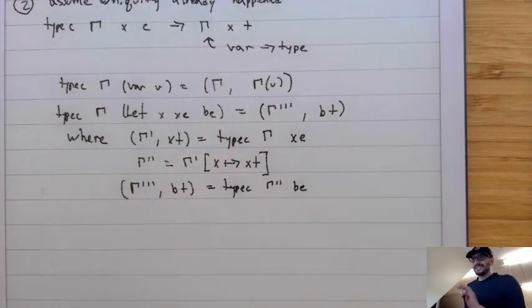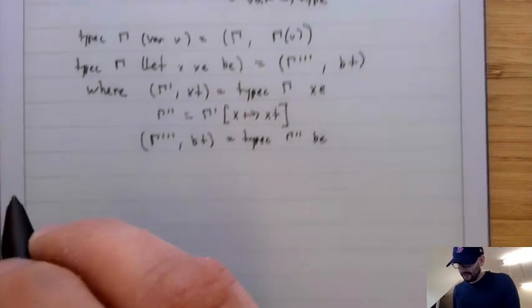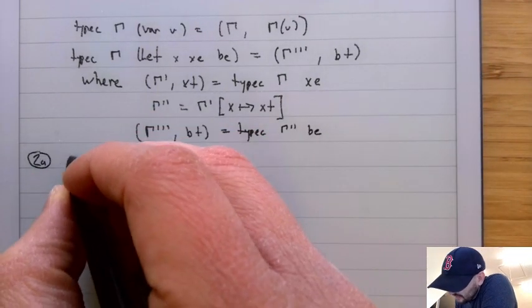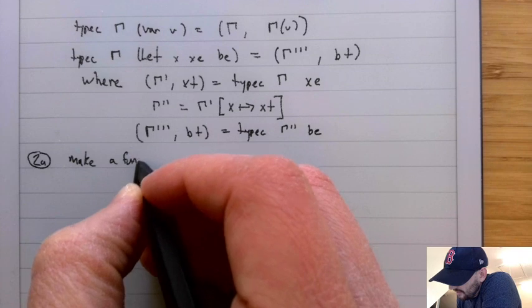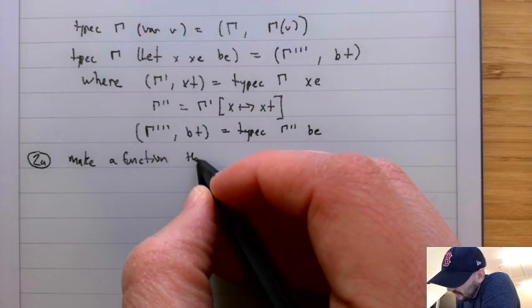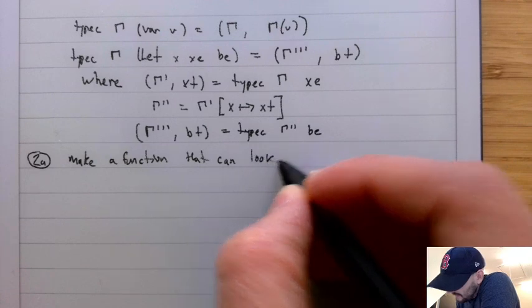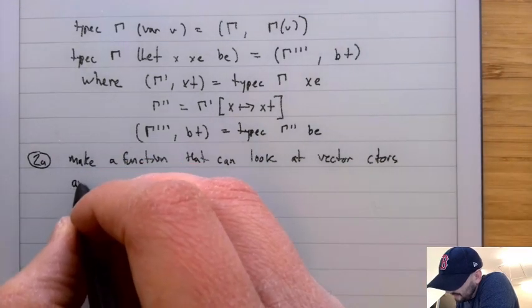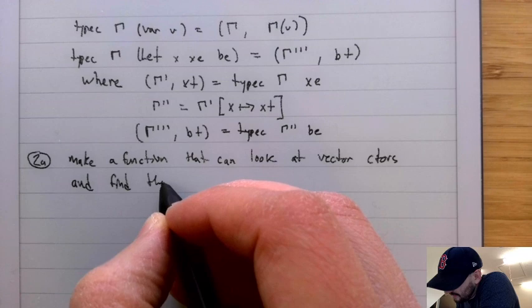That's good, but it turns out that there's even kind of a more annoying thing, which is that when we get to an individual vector, we're going to need to know what the type of that vector is. And that may not involve variables. So there's sort of two ways to deal with this. One way, so this is like option 2A: make a function that can look at vector constructors and find the type.